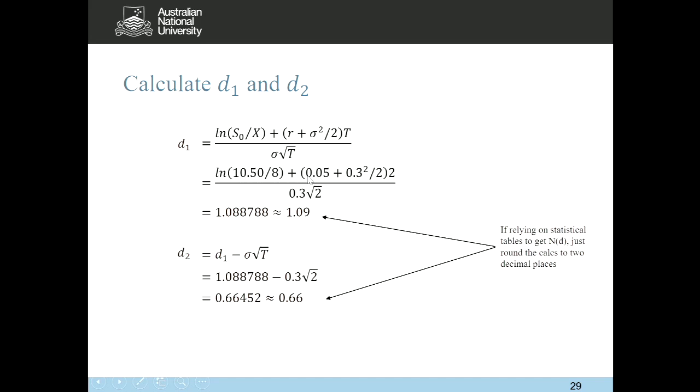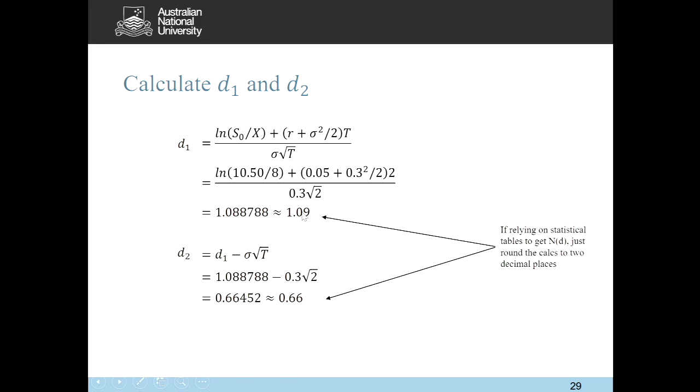The risk-free rate is 5%. Volatility, which means the standard deviation, is 30%. Just be aware this is sigma squared, so that's 0.3 squared divided by 2, multiplied by the time horizon t, which is 2 years. Then divided by sigma times the square root of time t, and we get d1 is 1.088. Because our statistical table only runs up to 2 decimal places, I would recommend you keep to 2 decimal places in this step. So in other words, we're going to round to 1.09.